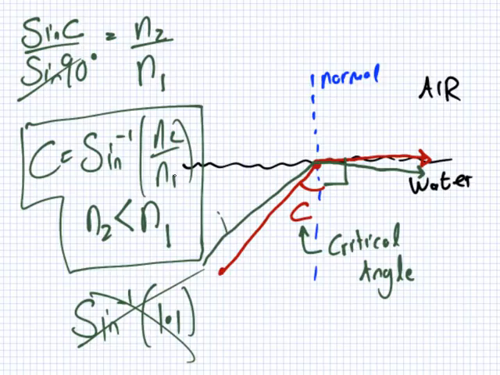0.77. No, you have that upside down. Yeah. 1.2. Yeah, and you see, you can't use that formula here because it only works when the N2 is smaller than the N1.